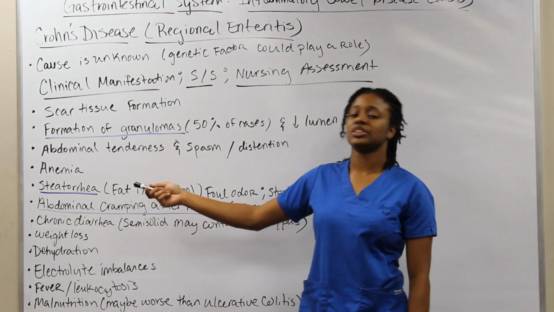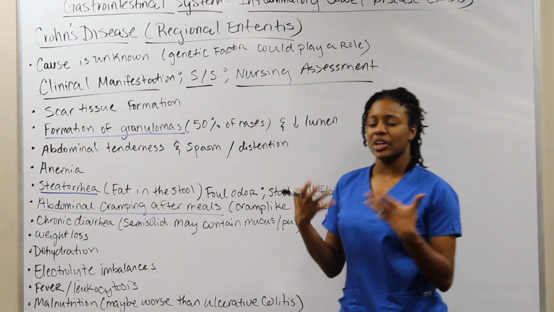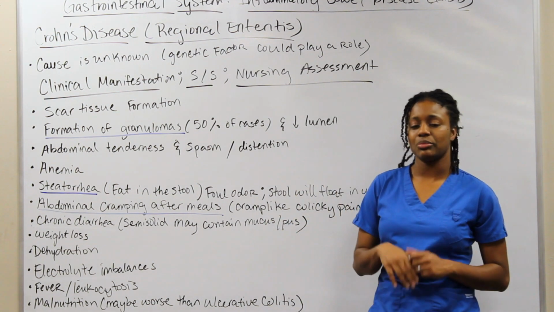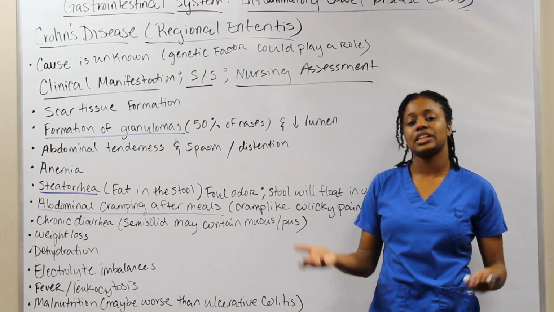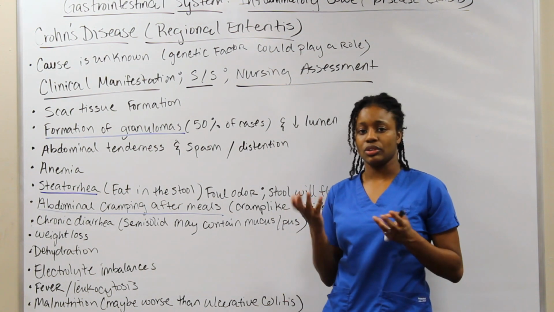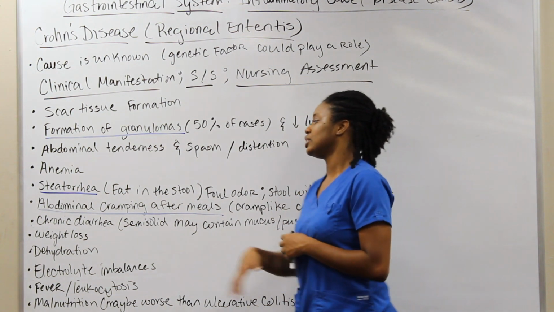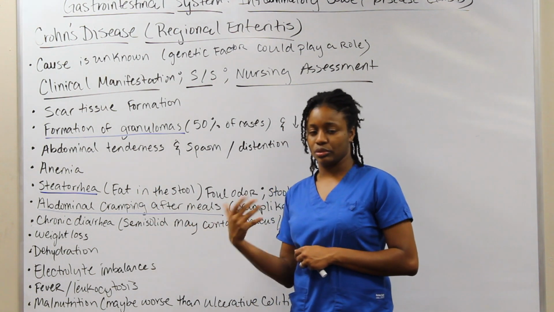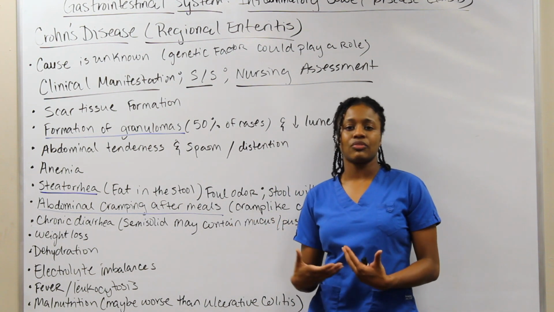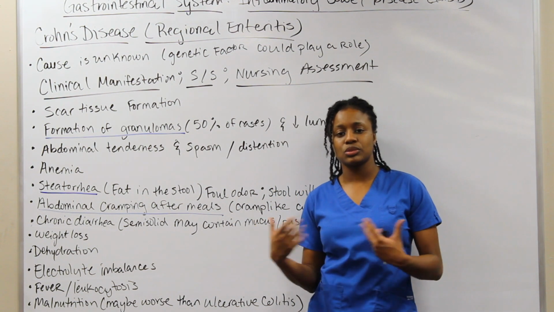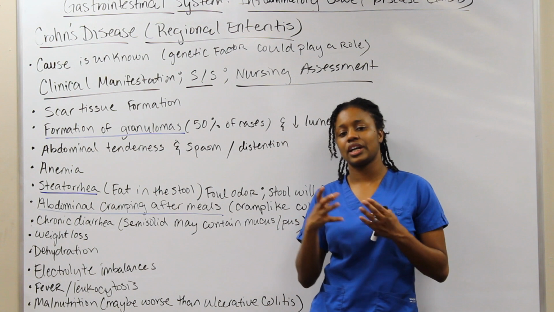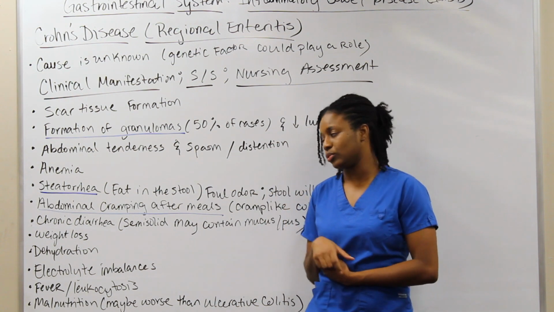Steatorrhea, which is pretty much fat in the stool, and it's going to give a very foul odor, all right? And the stool is going to float in the toilet, okay? Because fat is less dense, so it rises to the surface. So with these people the stool is going to float, and you're going to have a very foul stench. It's pretty much fat in the stool, because people who have Crohn's have problems with absorbing food properly, and one of the things they're not able to absorb properly is the fat. So you'll see the fat go out within the stool, okay?